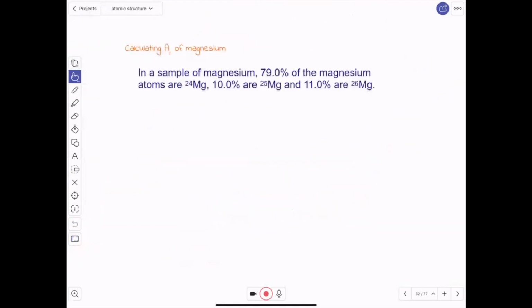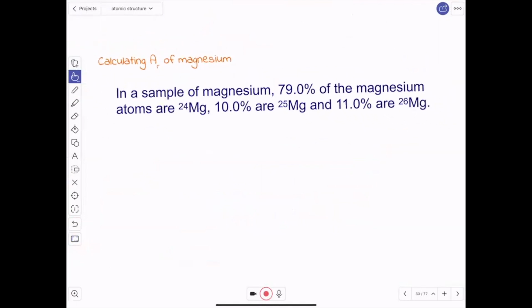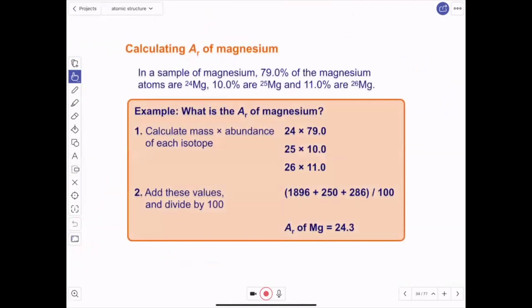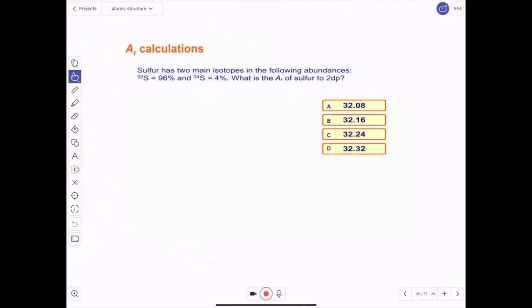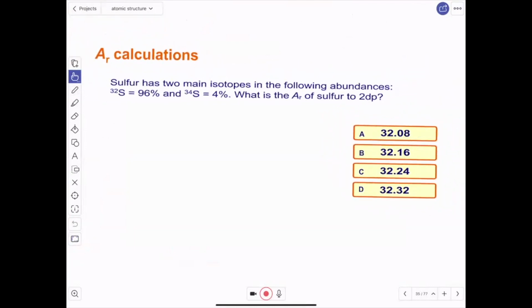I want you to try this question. It's about magnesium. And you could see here that there are 3 isotopes. Let's try 2 isotopes first of sulfur, and then we try the 3 one. Could you try this question and figure out which one is the right answer?